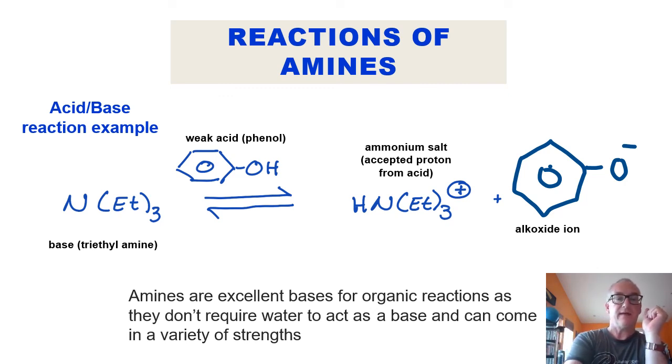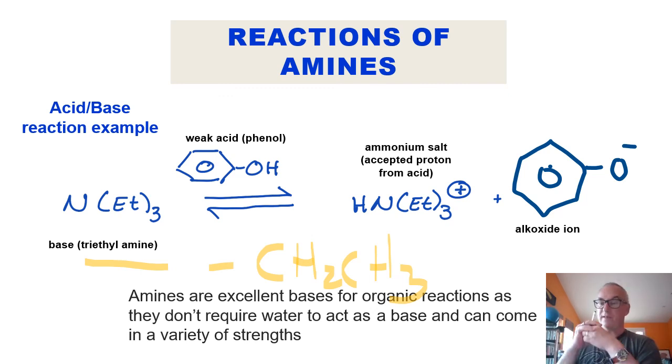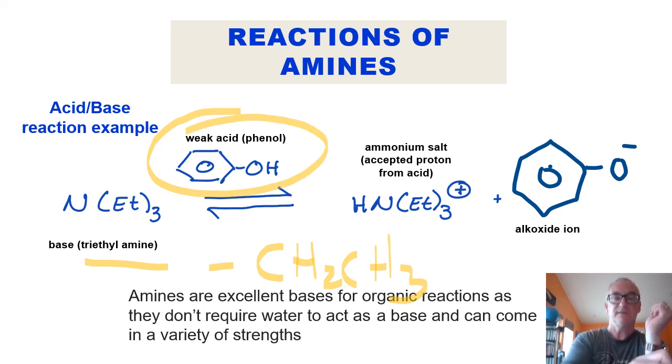So here we have triethylamine. So here's our ethyl group. So we would have 3 of them attached to the nitrogen. That is a weak base. And so when we introduce it to a weak acid, and a weak acid is phenol. Phenol is a really weak acid. Basically, it's an alcohol. Alcohols are incredibly weak acids.